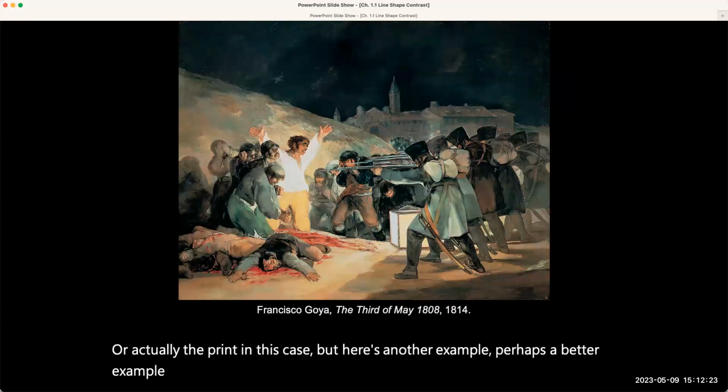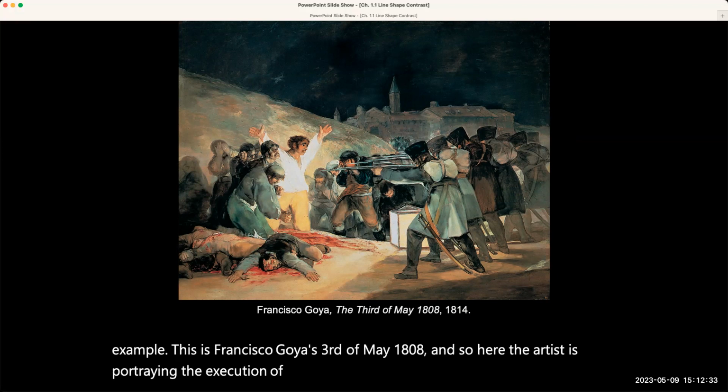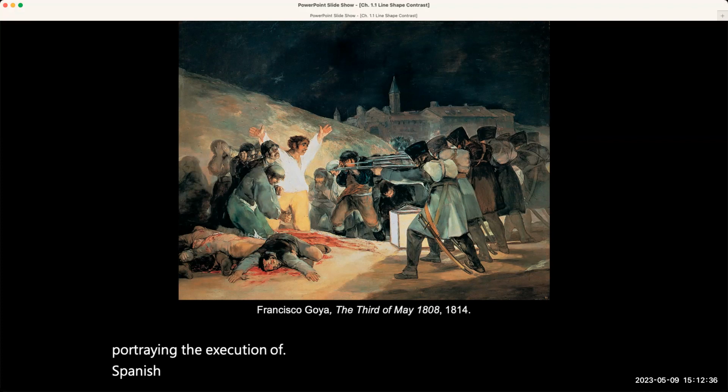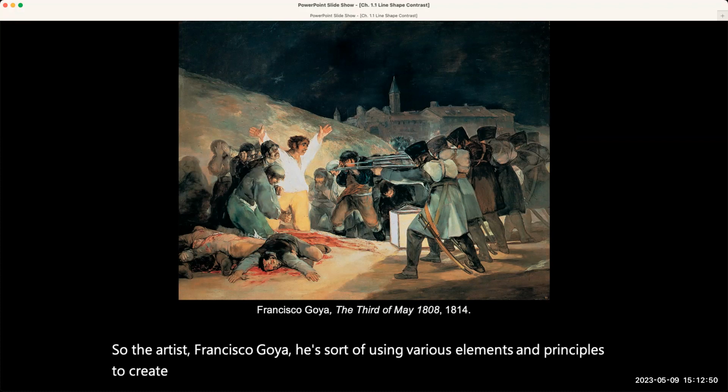This is Francisco Goya's 3rd of May, 1808. And so here the artist is portraying the execution of Spanish rebels by the French army of Napoleon. So the artist, Francisco Goya, is using various elements and principles to create implied lines, or directional lines, that move our eye across this work.